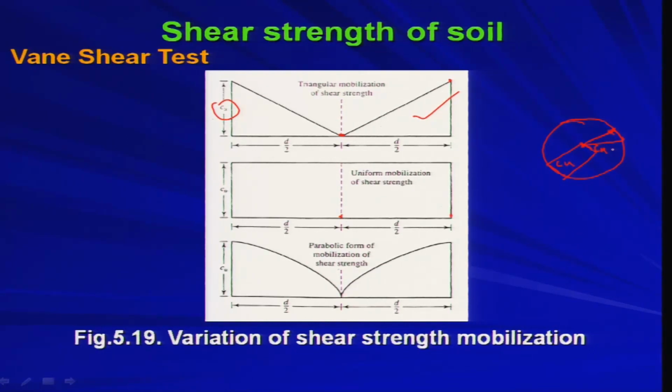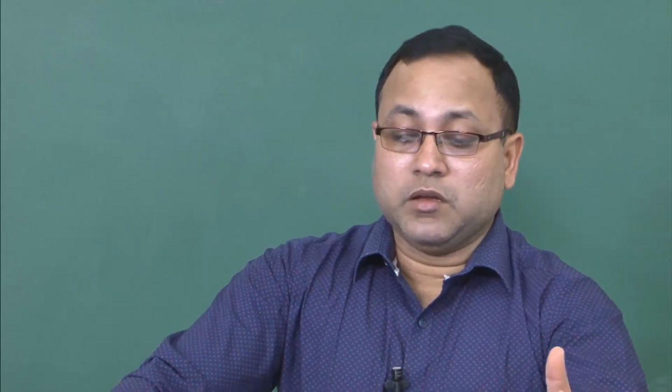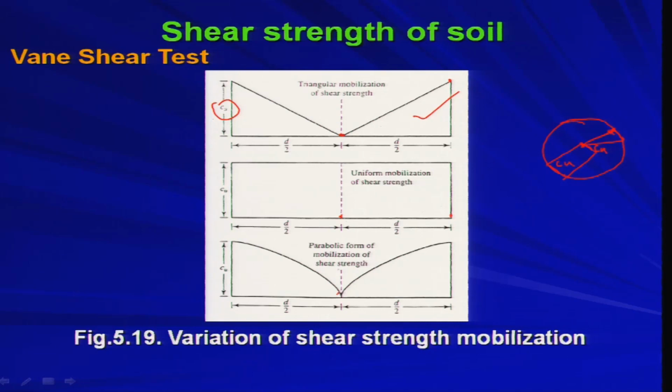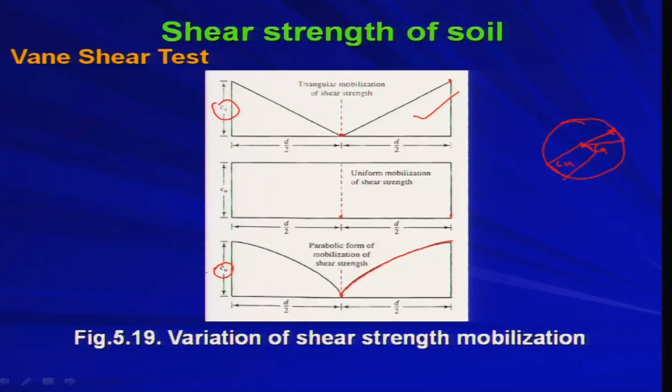Some set of researchers, some investigators, are saying no, it may not be triangular, it may not be uniform, rather it should be parabolic in nature. Parabolic means a distribution where you have 0 at the center and the distribution is parabolic, and at the periphery you have the maximum shear mobilization, that is Cu. So, either one of these distributions you should consider to determine the magnitude of Me. We will see how your Me varies if you consider different distributions.